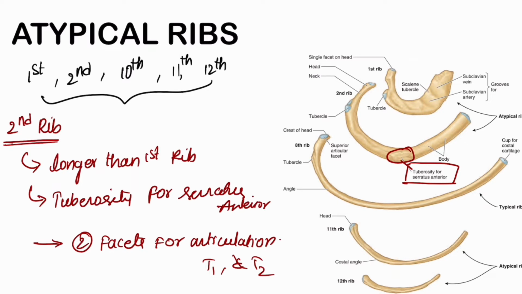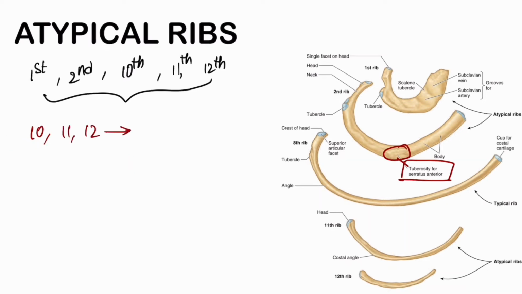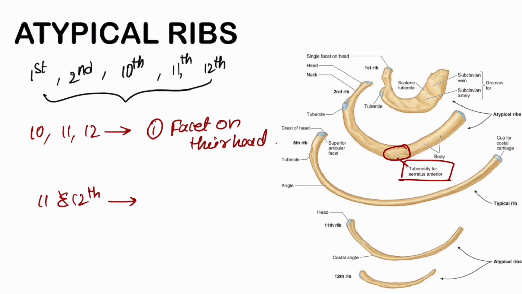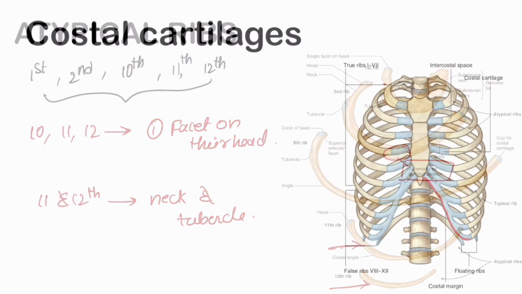Now let us see the 10th, 11th and 12th ribs. The 10th, 11th and 12th ribs have only one facet on their head, and the 11th and 12th ribs do not have a neck and tubercle. This is the 11th rib and this is the 12th rib. That's all about the atypical ribs.